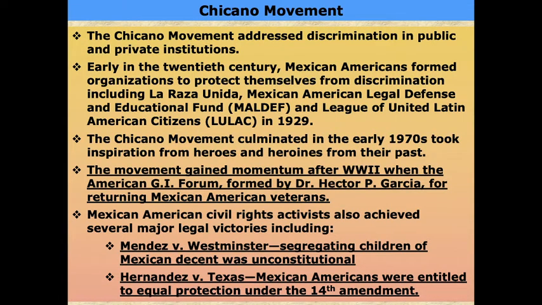So, Mexican-American civil rights activists are going to achieve several legal victories as well, like Mendez versus Westminster, which makes it illegal to segregate children of Mexican descent, and Hernandez versus Texas, where Mexican-Americans are entitled to equal protection under the 14th Amendment. So, yeah, this sort of stuff needs to be established by the courts.